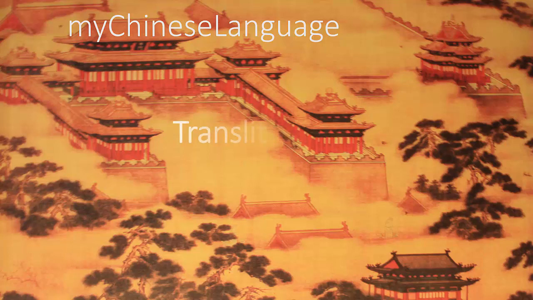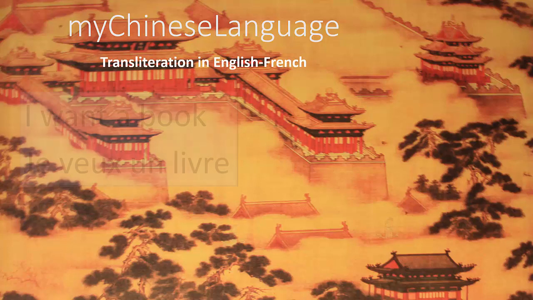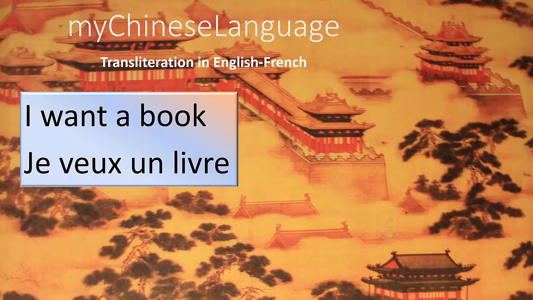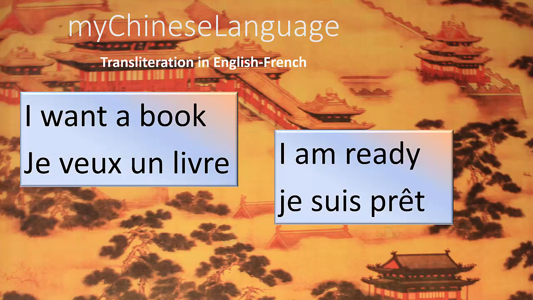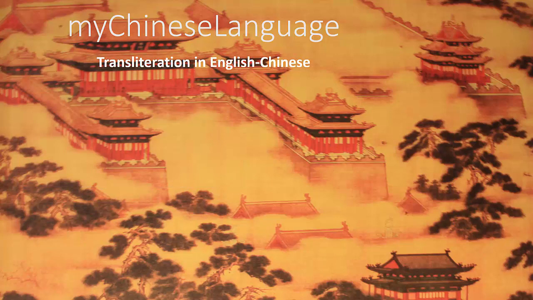Transliteration is a fundamental and central component of My Chinese Language. Chinese does not always translate directly, word for word, between Chinese and English. English speakers learning French, for example, can more often, but not always, rely on direct transliteration, as in, I want a book, je veux un livre, and I am ready, je suis prêt. But English speakers learning Chinese have a much harder time.